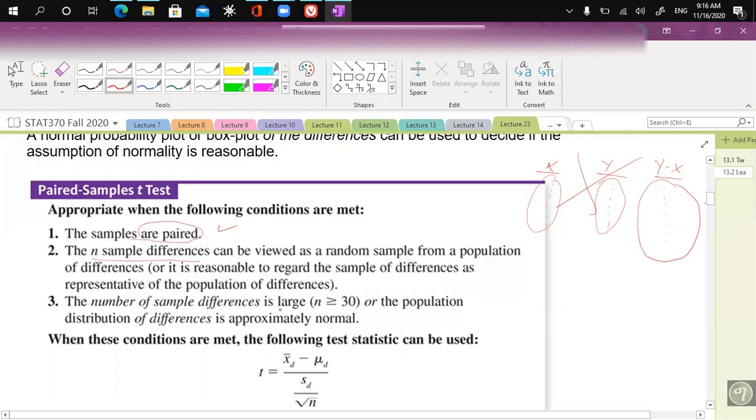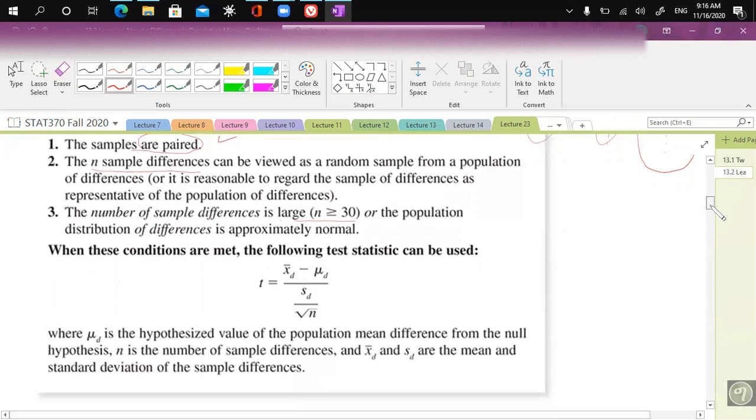And then we have the large sample condition: the sample size has to be greater than or equal to 30 in order to say it's a large sample. So once these conditions are met, the test statistic that we use is given by t equals x bar sub d minus mu sub d over s sub d over the square root of n. And if you remember, this is exactly the same as the one sample t-test, except for these subscripts d. And this d is just to indicate that these are for the difference column.